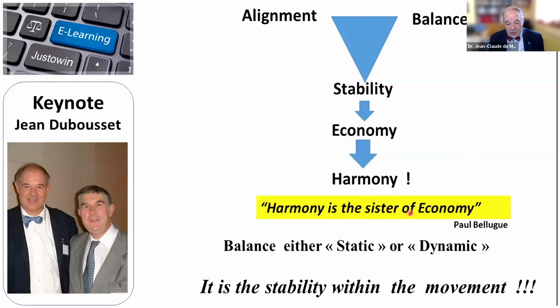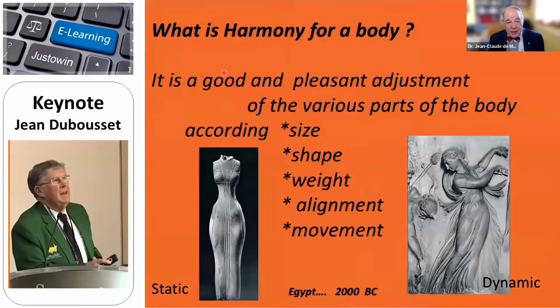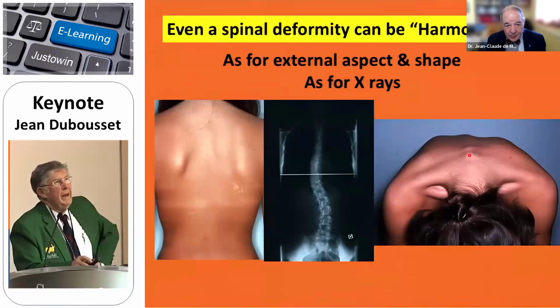Harmony, so the sister of economy, both static and dynamic. And you see, this is the concept of the chaotic dimension. You remember the chaotic dimension. We work a lot with the Fibonacci sequence, and it's exactly the same concept of harmony, static and dynamic during the movement, during the motion.